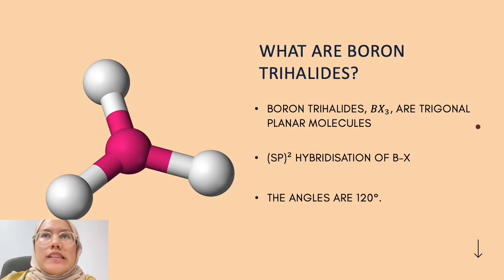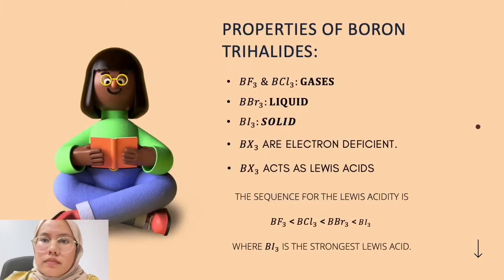Boron trihalides are compounds that consist of boron and halogen elements, which are fluorine, chlorine, iodine, and even bromine. They are trigonal planar molecules. They are sp2 hybridized, and the angle between the bonds is 120 degrees. So the properties of boron trihalides: BF3 and BCl3 are in gaseous form, BBr3 is in liquid form, BI3 is in solid form.